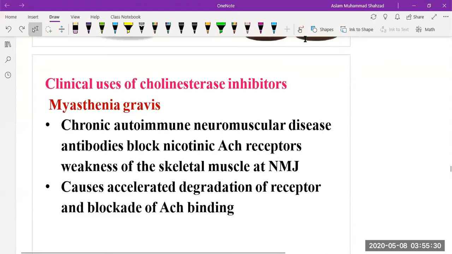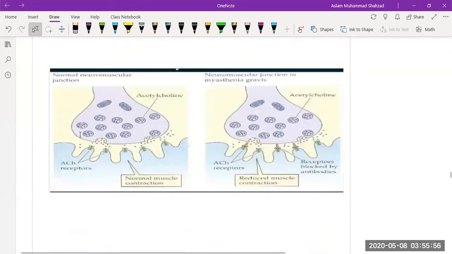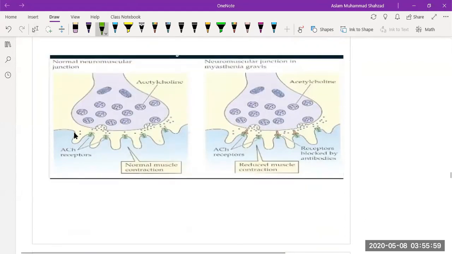Then we have Myasthenia gravis, which is a chronic autoimmune neuromuscular disease. What will happen is that antibodies will block the nicotinic acetylcholine receptors, which results in weakness of the skeletal muscle at the neuromuscular junction, and it causes increased degradation of the receptors and blockage of acetylcholine binding. That's the main thing. If we take a look at this picture, this is the acetylcholine, and it will be released at the neuromuscular junction, where the acetylcholine receptors will bind under a normal contraction process.